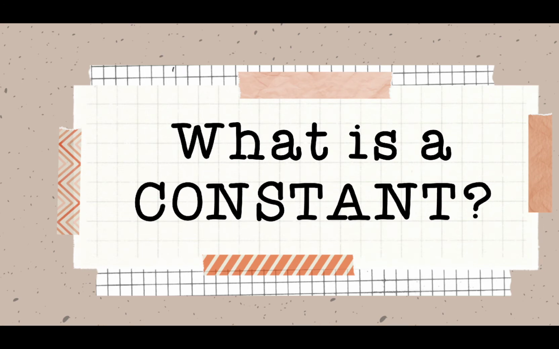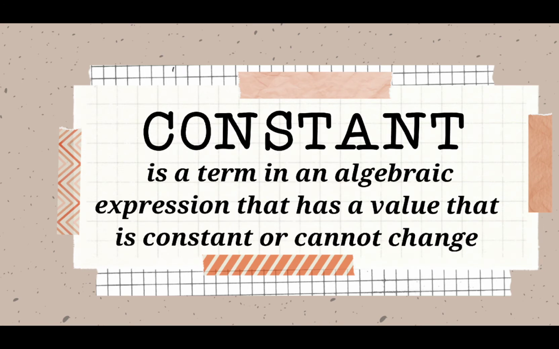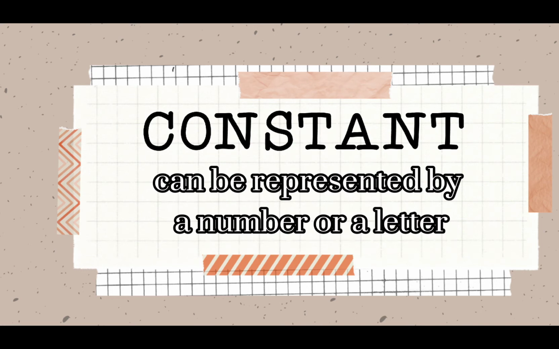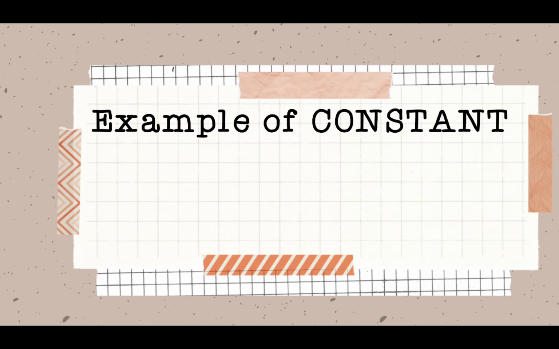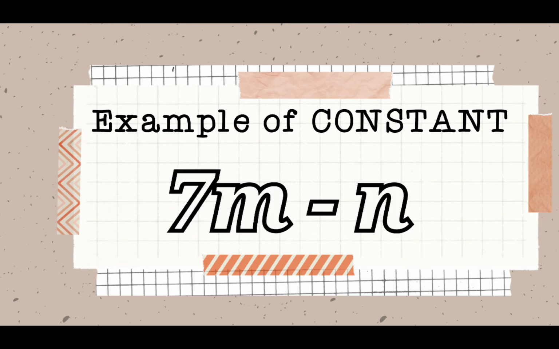The next term is constant. A constant is a term in an algebraic expression that has a value that is constant or cannot change. And this can be represented by a number or a letter. For our example, 4x minus 7. Our constant here is negative 7. And in our second example, 7m minus n, our constant is negative n.